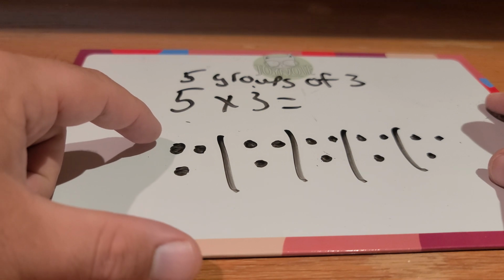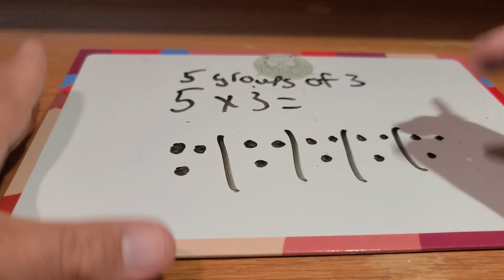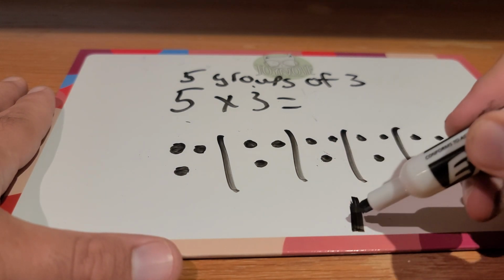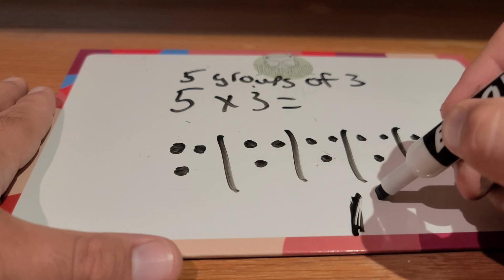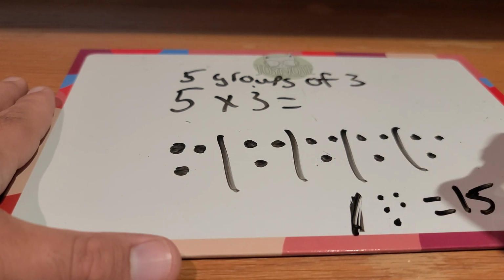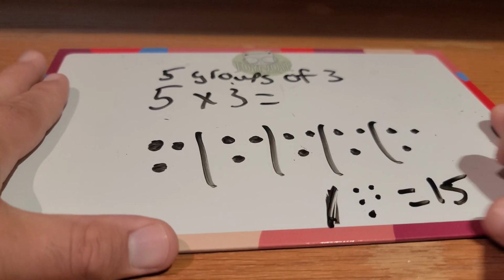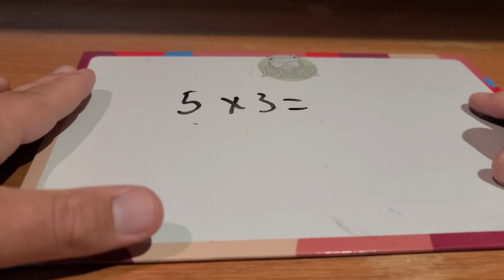Count them up. How many ones do you have? 1, 2, 3, 4, 5, 6, 7, 8, 9, 10. We now have 10, 11, 12, 13, 14, 15. That equals 15 total. Okay? So that's the way to do it with base 10 blocks. So that's our basic multiplication.